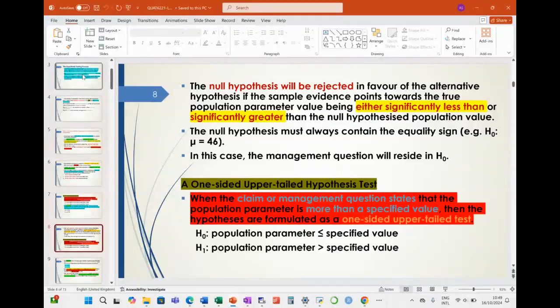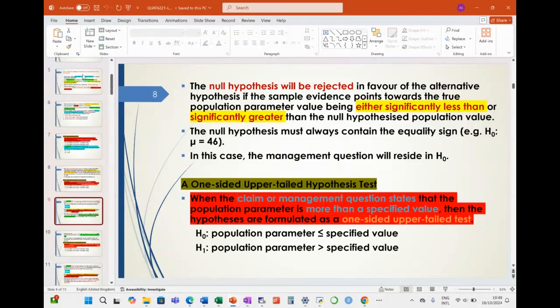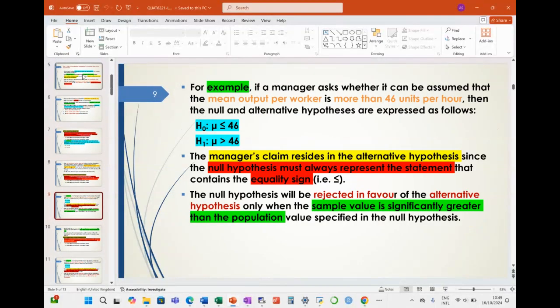So, yeah, here they're basically just explaining what I highlighted to say it can be either more than or less than, okay? And then here they're just changing the question, okay? So when we have more than or less than, then we know it's a one-tail test, okay?